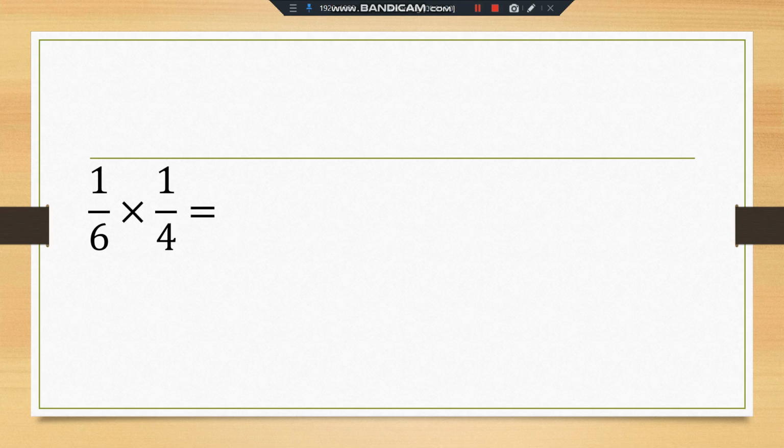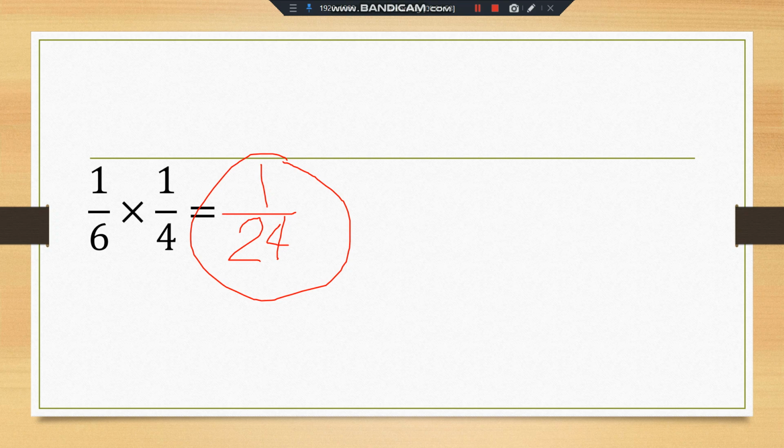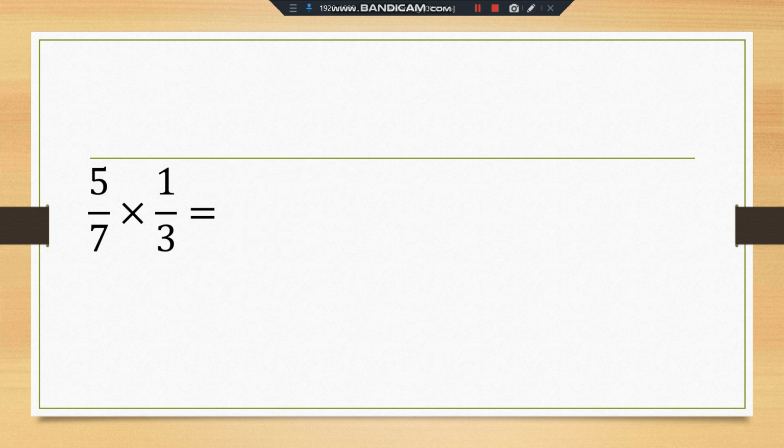Let's try to have this number. So 1/6 times 1/4. Again, we're going to multiply numerator by the numerator and denominator by the denominator. So 1 times 1, that's 1. 6 times 4, that's 24. So final answer 1 over 24. So do we have the same answer? That's great. So now let's try to have this one.